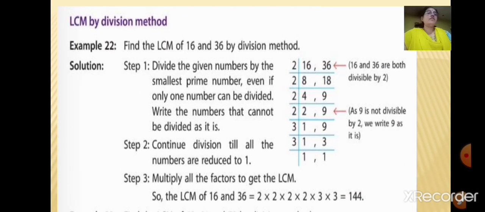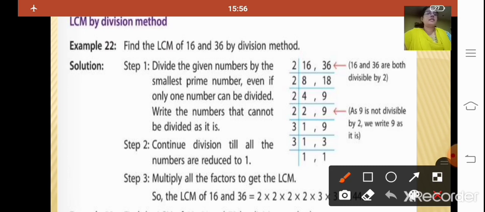Now LCM by division method. Now we have to find the LCM of 16 and 36. Here we will take the numbers together. The first thing we will do is, 16 and 36, both the numbers are divisible by 2. So we will divide this. 2 8s are 16, 2 18s are 36. 2 4s are 8, 2 9s are 18.